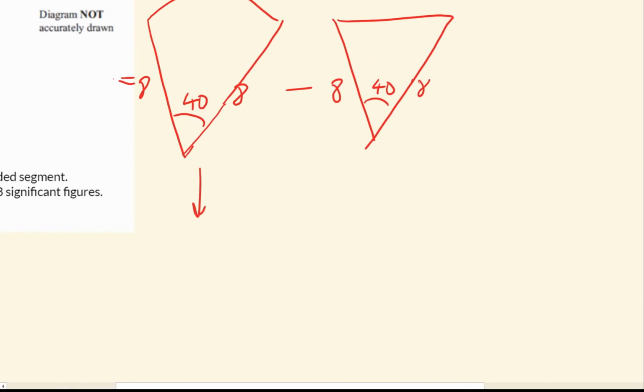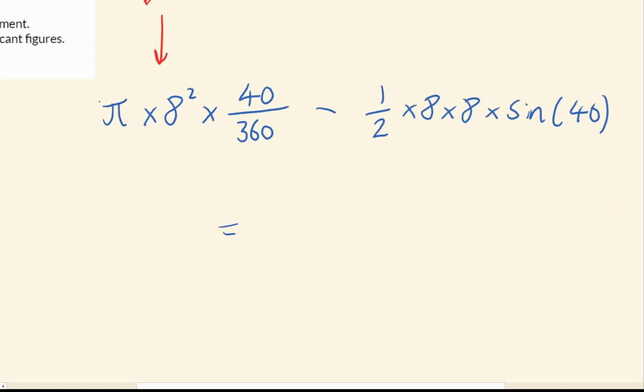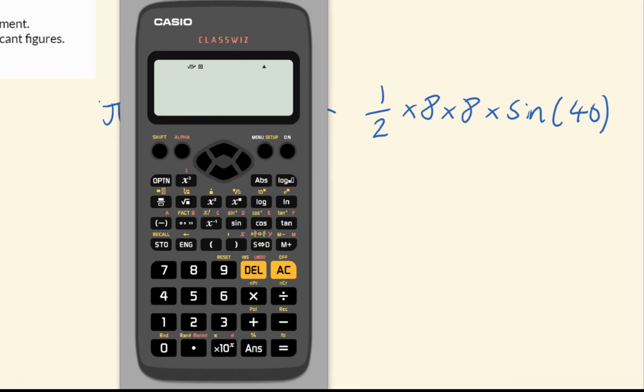For this shape, to work out the area of the sector, I need the area as if it was a full circle, which is pi times radius squared, in this case 8 squared, times what fraction of the circle we have, so 40 degrees out of a possible 360. We then need to take away the area of this triangle. The area of a triangle is a half ab sine C, so a half times 8 times 8 times sine 40. And again, just like before, there's no reason why you can't type it all into your calculator in one go. So let's do that now.